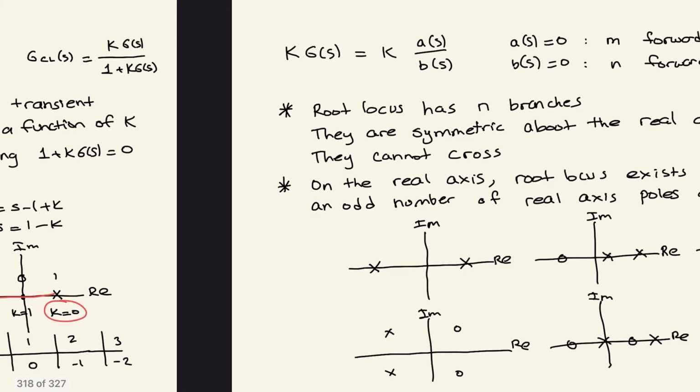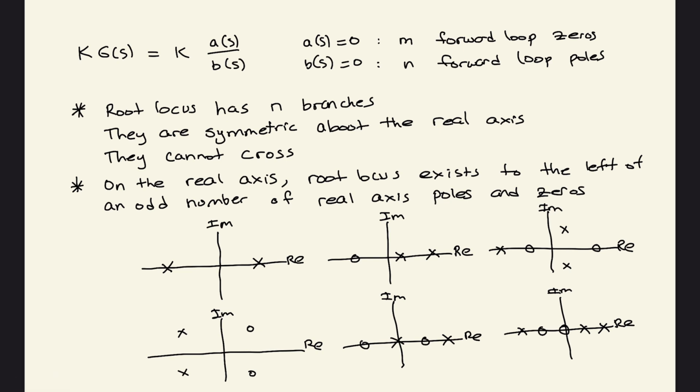All right, let's start. Now let's look at this forward loop transfer function here. Basically, it has a numerator and a denominator. When you set its numerator to 0, you are going to get, say, m forward loop zeros. When you set its denominator to 0, you are going to get, say, n forward loop poles. Based on this, we are going to establish some root locus sketching rules. And the first one goes like this.